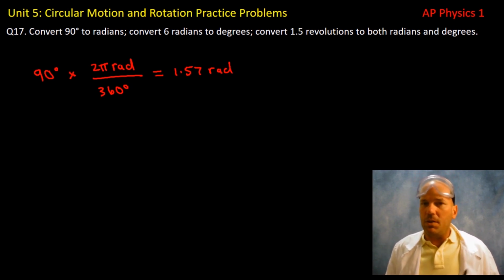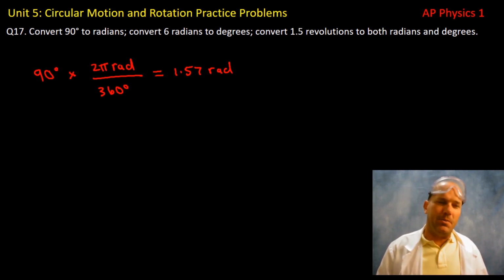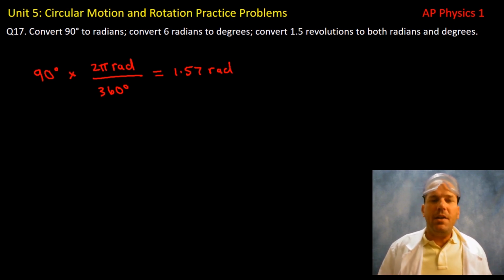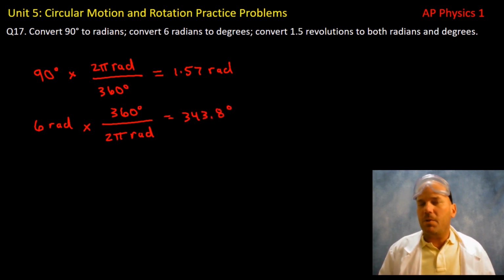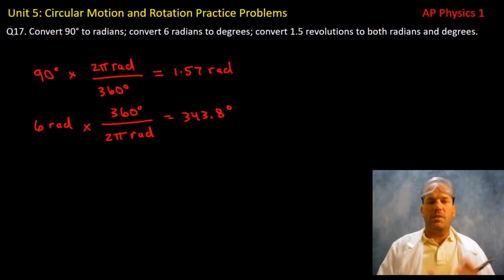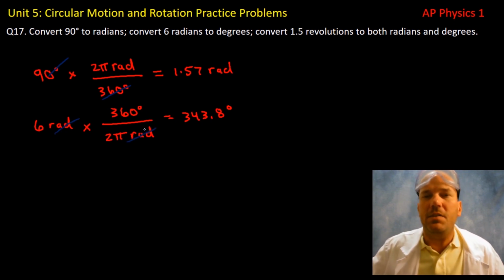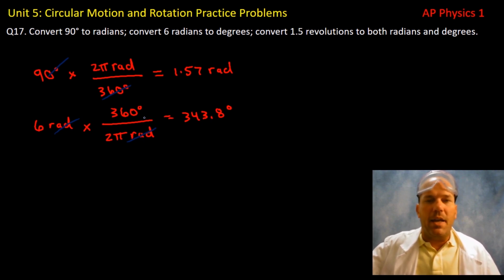Now I should say there are multiple ways you can do these conversions. I'm not going to show them all to you, but if you got 1.57 radians, you're doing this correct. For example, 90 degrees times pi radians divided by 180 will also work in this case. So let's do 6 radians to degrees, 6 radians multiplied by 360 degrees over 2 pi radians. So these, again, as we've done in the past, we're factor labeling, dimensional analysis, whatever you want to call it. We're using this to factor out and convert from radians to degrees.